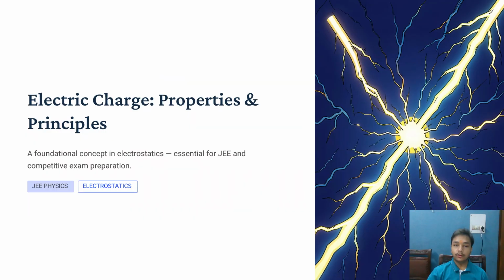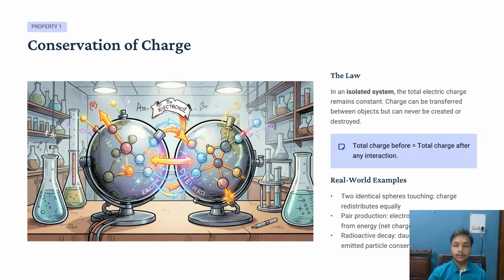Before moving on to Coulomb's law, let's revise what we studied earlier. Let's have a look at the properties and principles of electric charge. First of all, we learnt about the conservation of charge: in an isolated system, the total electric charge remains constant. Charge can be transferred between objects and materials but can never be created or destroyed. So the total charge before will be equal to the total charge after any interaction.